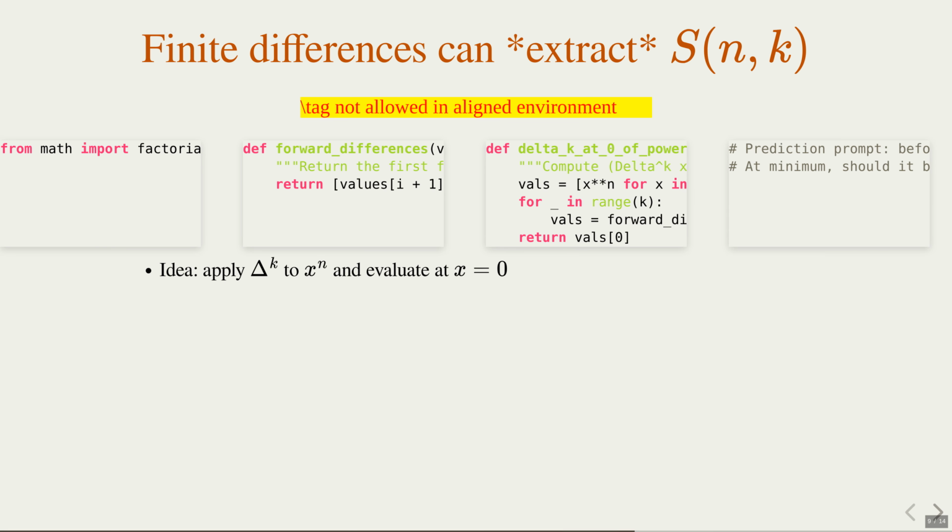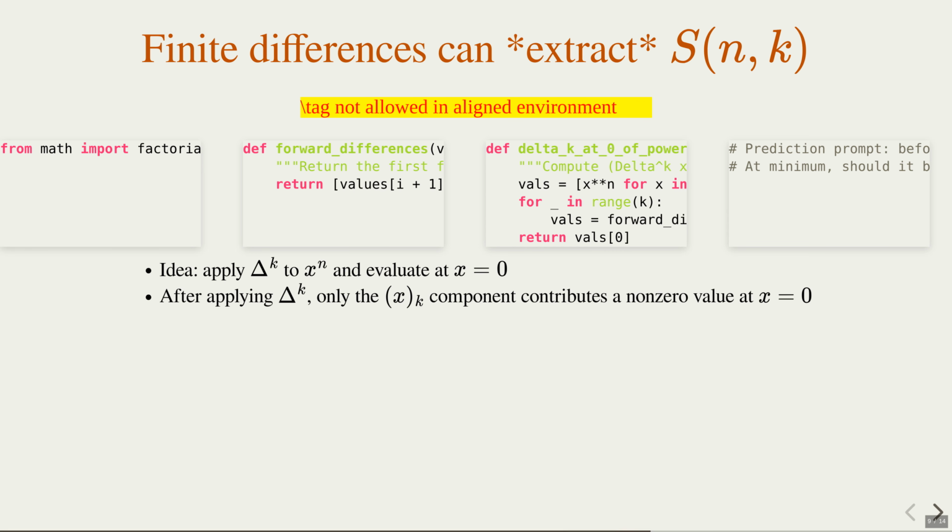Why does evaluating at x equals 0 isolate just one coefficient? Because in the falling factorial basis, every term x falling j is 0 at x equals 0 unless j equals 0. After applying delta k times, the term of length j turns into a constant times the term of length j minus k. At x equals 0, only j equals k produces a non-zero constant. That is why the coefficient s of n k pops out.